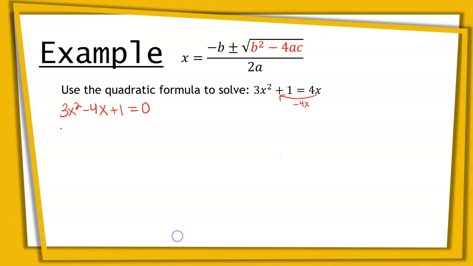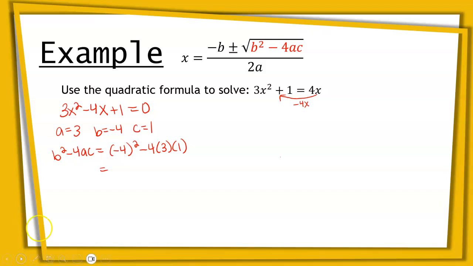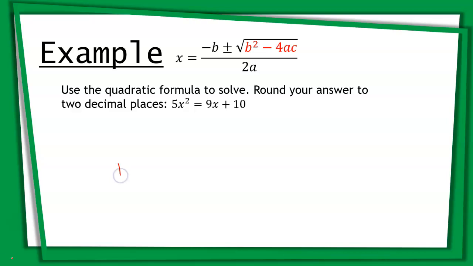So I am going to first find my discriminant. I'm going to identify my A, B, and C. B equals negative 4 here. So for b squared minus 4ac, I would get, in parentheses, negative 4 squared minus 4 times a, which is 3, times c, which is 1. And now I can solve that. I get 4.